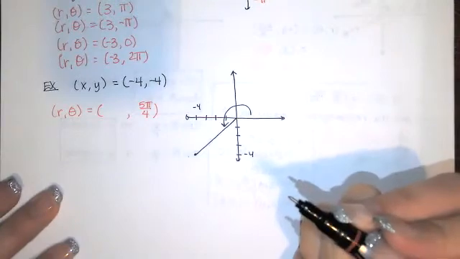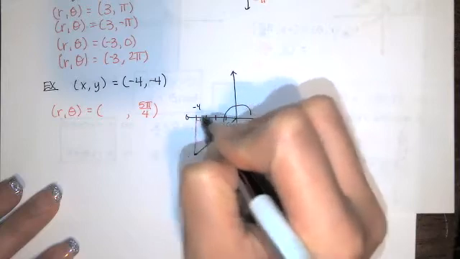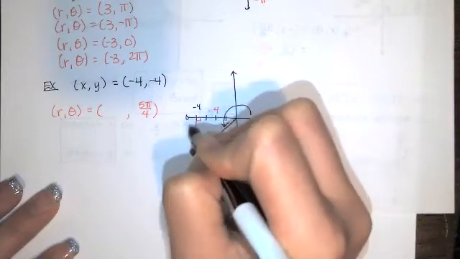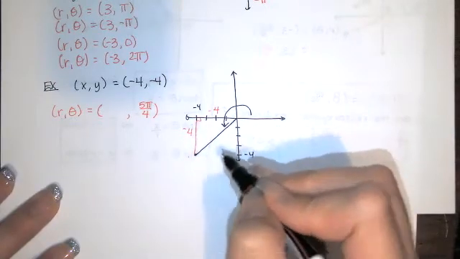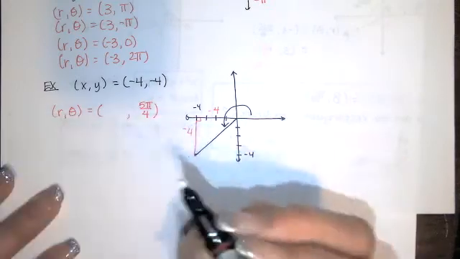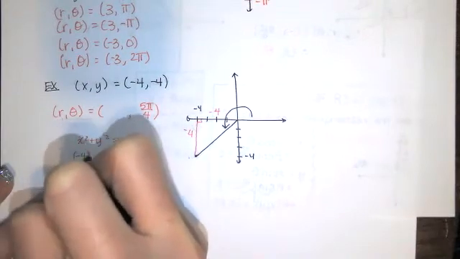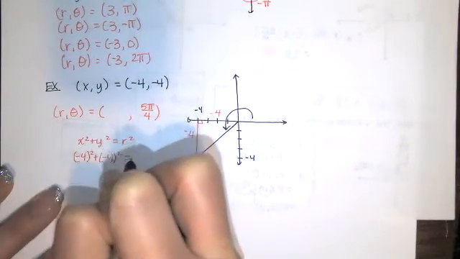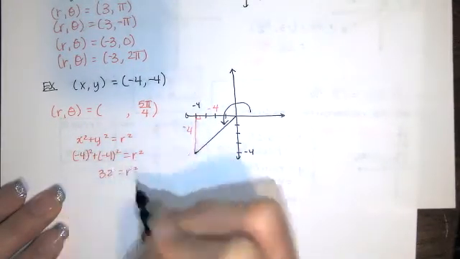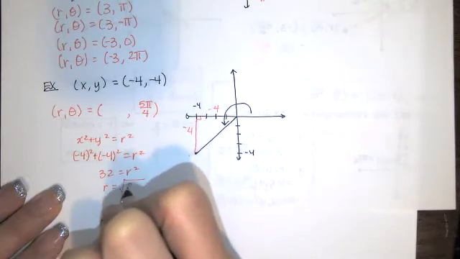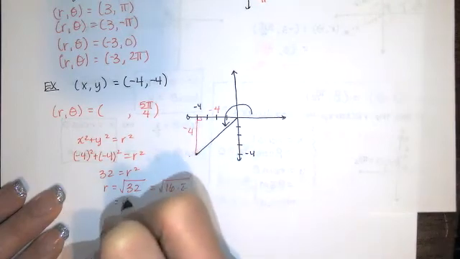And then what's the hypotenuse? Well, if this is 4 and that's 4, I make a little right triangle here, I would take this squared and add them, and that would have to be the hypotenuse squared. x squared plus y squared equals r squared. So -4 squared plus -4 squared equals r squared. That's 16 plus 16 is 32, or r equals the positive square root of 32, and 32 is 16 times 2, so we get 4 root 2.